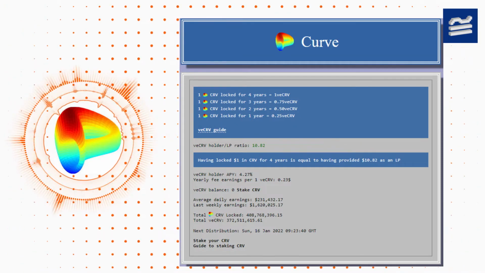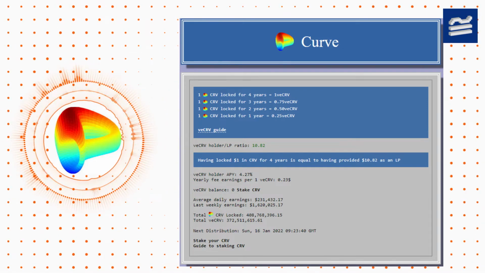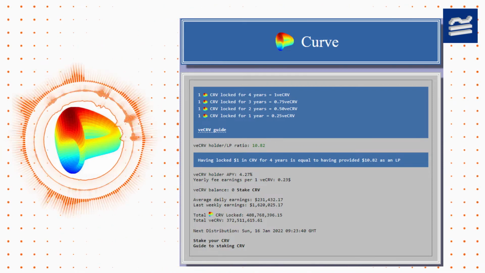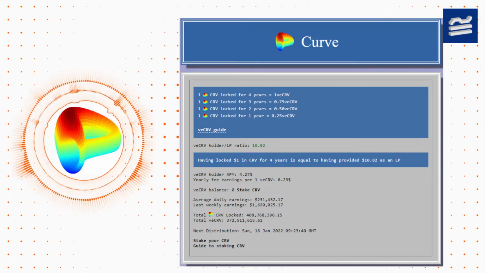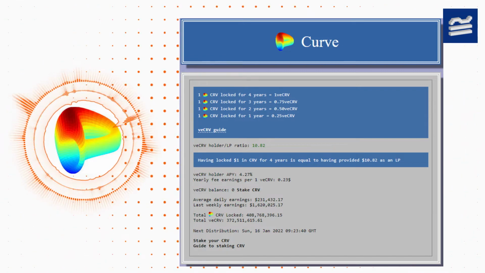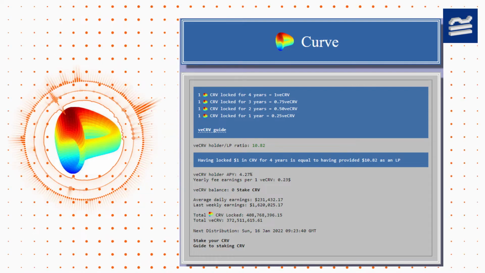Depending on the amount of CRV locked and the length of time chosen, stakers are given an adjusted amount of vote-escrowed Curve, veCRV, as seen in the image. Once staked, veCRV holders are entitled to voting rights in the Curve DAO, 50% of the trading fees on Curve, and up to 2.5x boosted CRV rewards for their own LPs. However, to earn the max yield and boosts, one needs to lock their CRV token for 4 years.